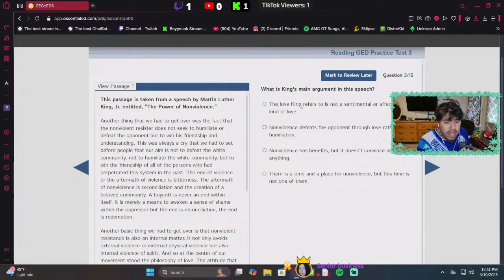King refers to the sentimental and affective side of love. Nonviolence defends the opponent through love rather than humiliation. Nonviolence has benefits, but it does not convince anyone of anything. There is a time and a place for nonviolence, but this time is not one of them. No.